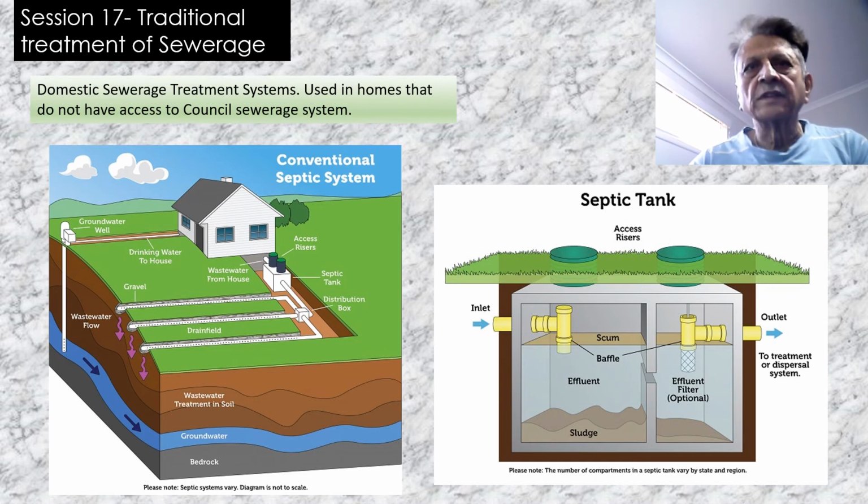In homes that do not have access to the communal sewage treatment system, they have these domestic sewage treatment systems which can be installed in homes where they have plenty of space.